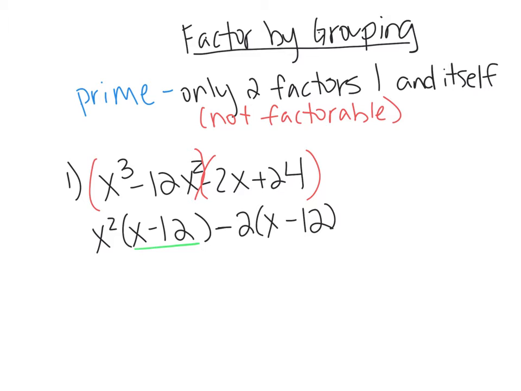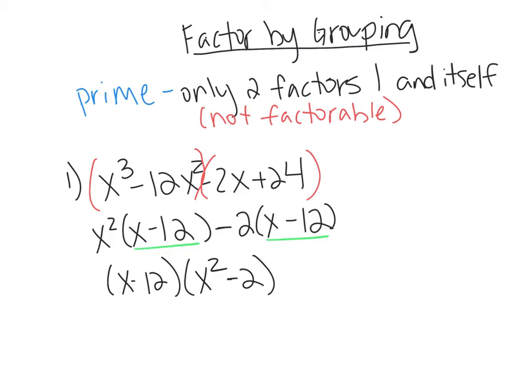Well, ding, ding, ding. What do I notice? I now have a common factor. I have a factor of a parenthesis, x minus 12. So let's factor that out. If I pull out the x minus 12, what do I need to multiply the x minus 12 by in the first one to get to my result? All it is missing is the x squared. In the second, all that's missing is the minus 2.